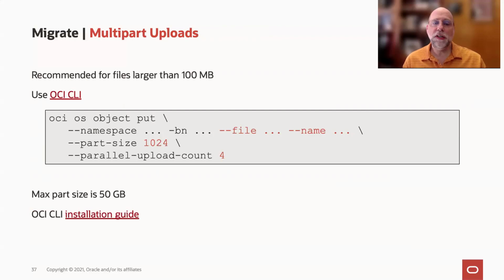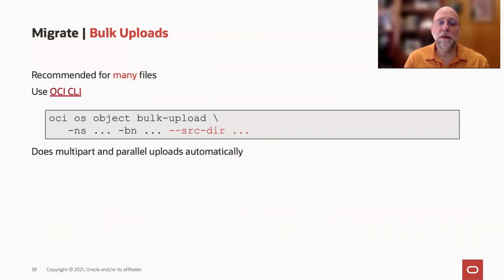So you can use the OCI command line interface utility. You can see the link in the slides to the installation guide for that, and it gives you the APIs or the commands to be able to upload files in multiple parts. In addition, it gives you the ability to upload many files at once with one command. So that will do a multi-part upload and a parallel upload together.